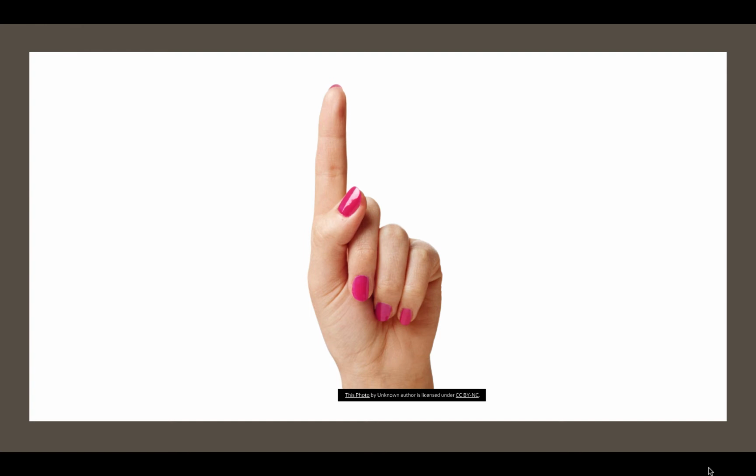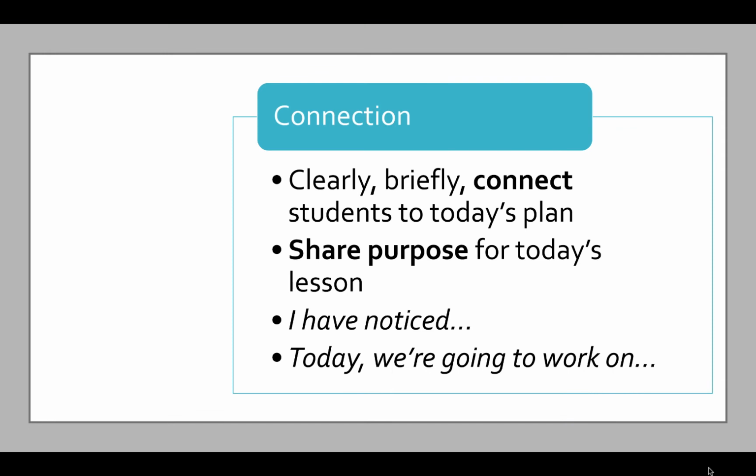Step 1 is the connection. The connection tells students why it's important that they're working on the concept you'll share. It helps them connect the concept being taught to a purpose. This is not a time for bells and whistles. The connection is quick and succinct. You may begin the connection with, remember when we, or I have noticed, or I have something important for us to think about today.